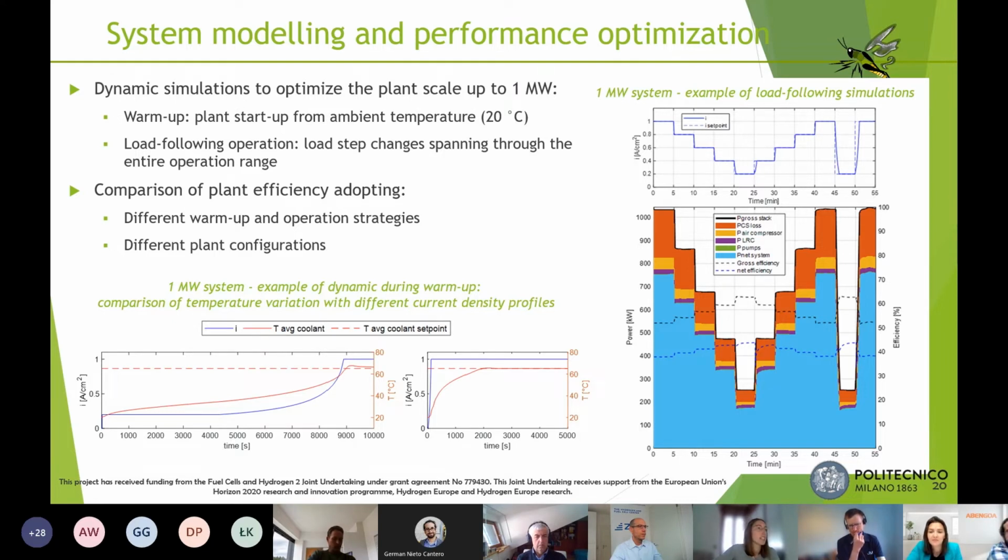As regards the load following operation, you can see in the figure on the right that the system is able to follow stepwise changes of the current set point with no negative impact on the system efficiency. And in this way, we proved the flexibility of this plant. So overall, we can say that the model is a tool that can be useful for the optimization of the commercial systems. That is the final goal of the project.